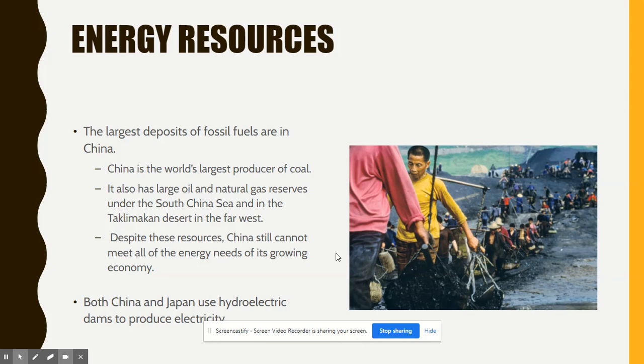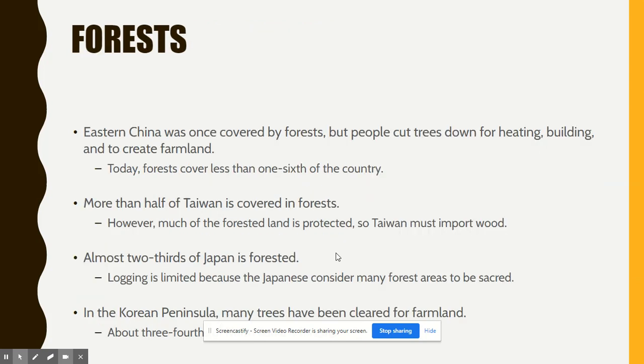The largest deposits of fossil fuels are in China, where they are the world's largest producer of coal, which goes into power plants. They also have large amounts of oil and natural gas under the South China Sea and in one of the deserts. But despite all of that, they still lack the ability to meet all the energy needs, just because there are so many people. There are over 1 billion people in China. China and Japan both have hydroelectric power that they use off of their rivers. There are lots of forests in the area, but you're not going to see as many of those forests in China. Taiwan and Japan are more covered by forests, and the Korean Peninsula has more of the forests as well.